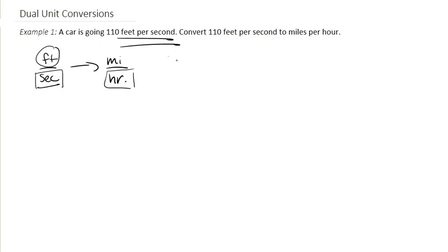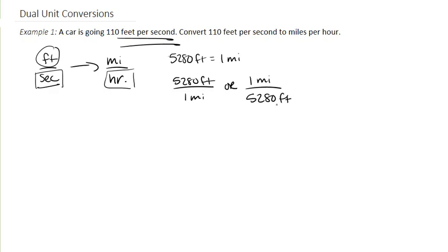And we know we have 5,280 feet per 1 mile. So we can either use the conversion of 5,280 feet over 1 mile or 1 mile over 5,280 feet. So this is for our distance.